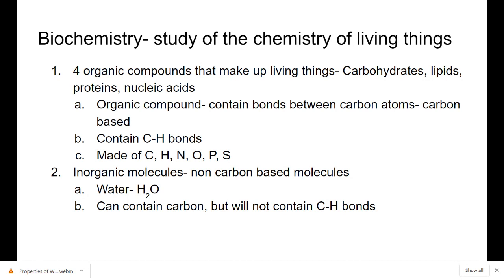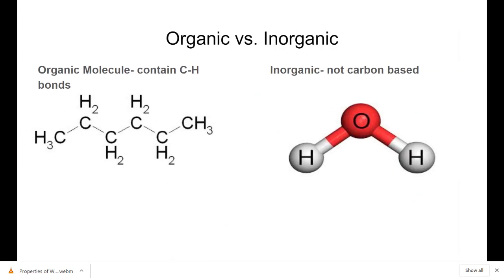Inorganic molecules can have carbon in them. It's not saying that they'll never have carbon. They're just not going to be carbon-based, and they will not contain a carbon skeleton. So here we go, organic versus inorganic. You see on the left there, that's an organic molecule. Notice I have this skeleton, this kind of framework of carbons, and then I have stuff built off of it, right? That's organic. Inorganic, well, that's my water. I don't have carbons over there.